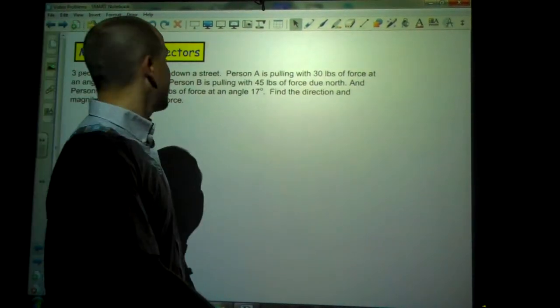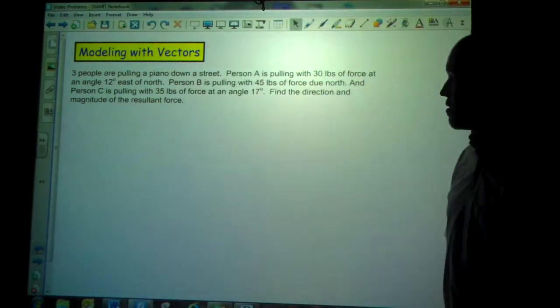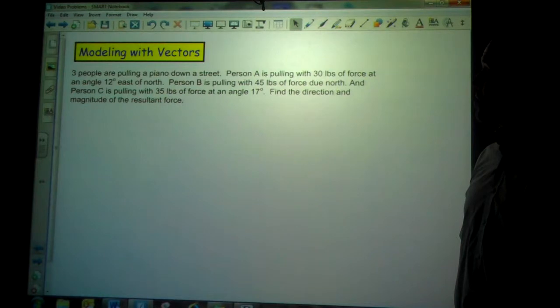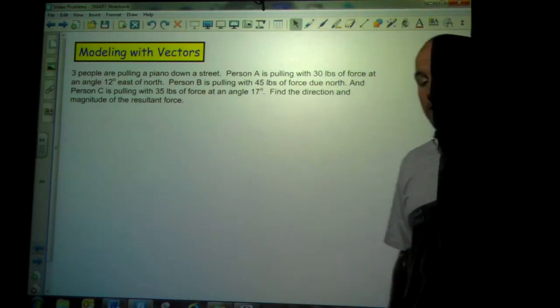It's the last video I'm doing, guys. Unless you have any other ideas or if you need anything else for the final, just let me know. But we're gonna model with vectors, and we're gonna combine these vectors, and it's the same thing every time.